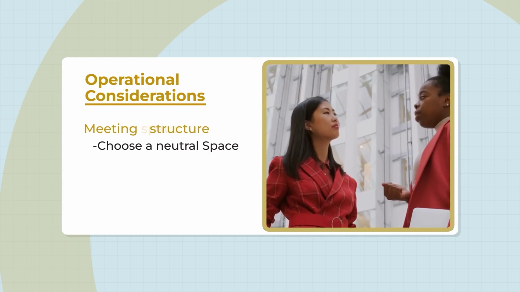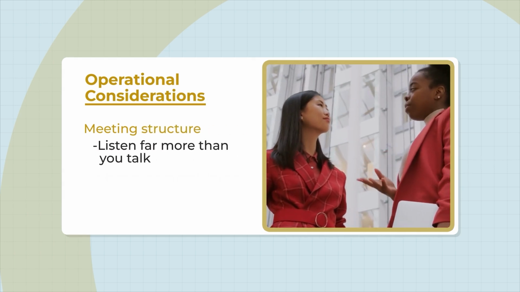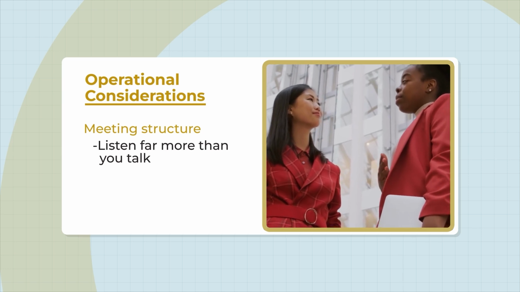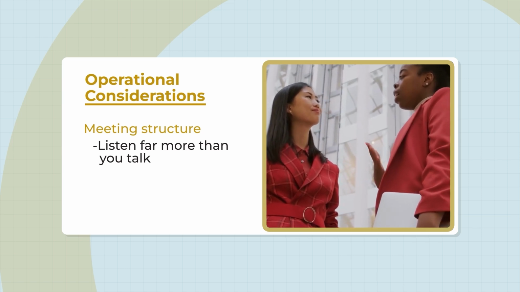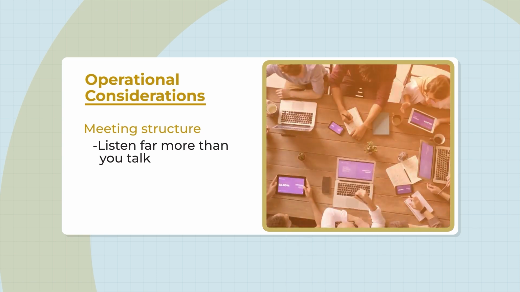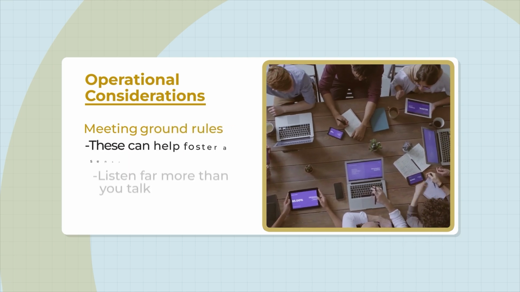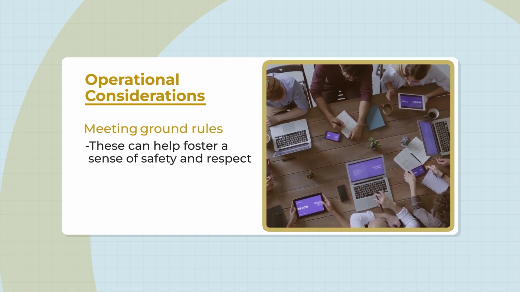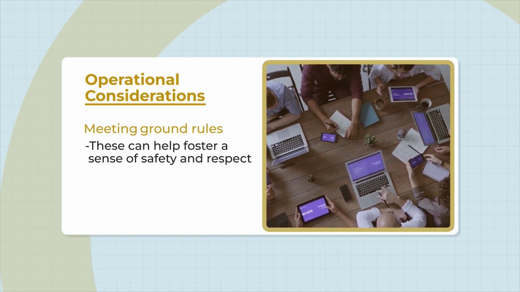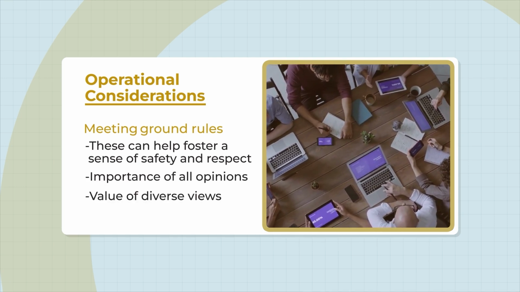Think about the meeting structure as well. You should be listening far more than you're talking in these meetings, and you should also be helping to guide other participants to listen as well when it's appropriate, so that everyone has an opportunity to share. A good way to make this happen is to start out with meeting ground rules. These can help to foster a sense of safety and respect. In your ground rules, you stress the importance of listening to all opinions and valuing diverse viewpoints.